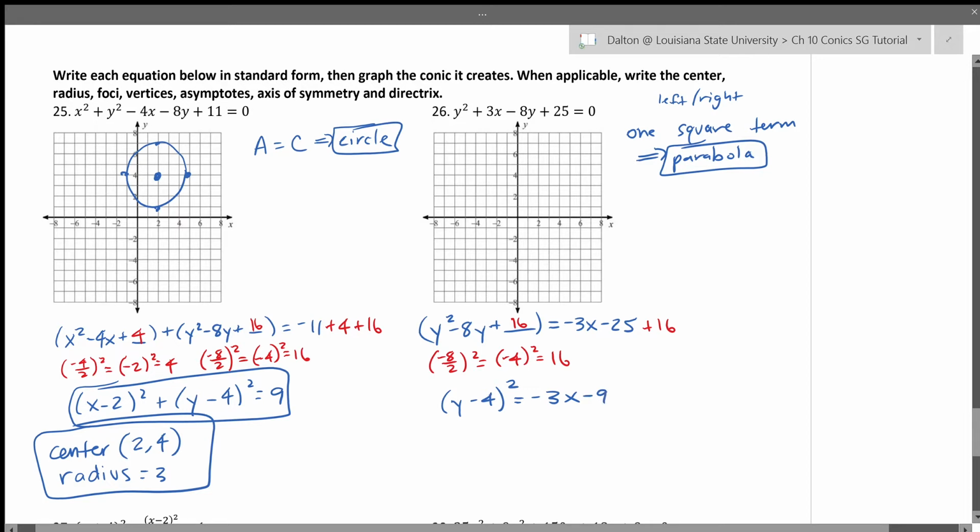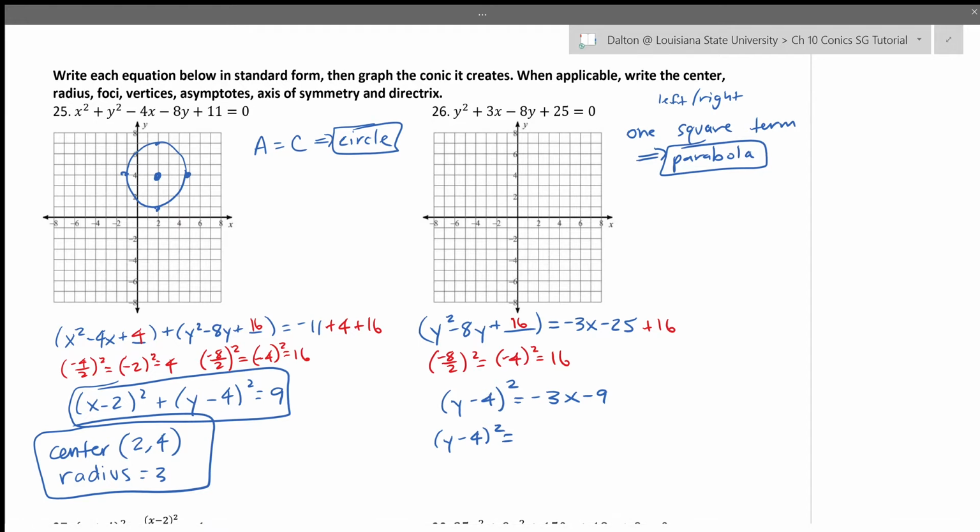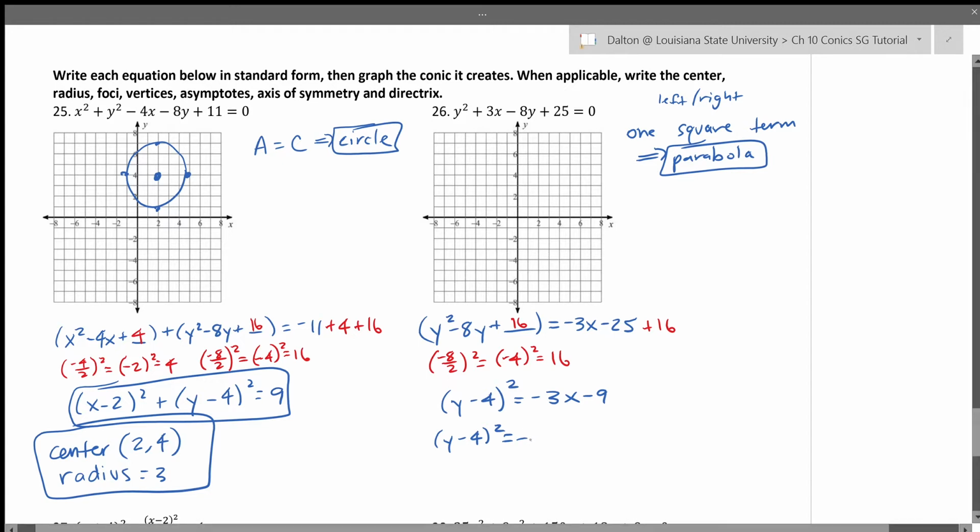Now, we're close. This is not considered standard form. In standard form of a parabola, on the right-hand side, I need to put whatever it is, whether it's x or y, rewritten as a binomial that has a coefficient of 1. So in order for x to have a coefficient of 1, I need to go ahead and factor out negative 3. And in doing so, I'm left with x plus 3. So this is the equation of that parabola in standard form.